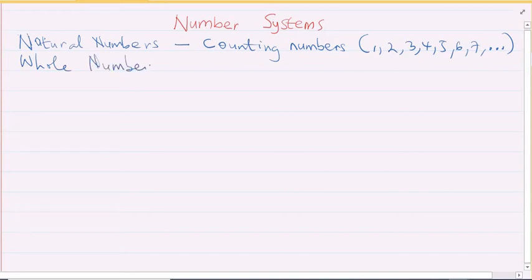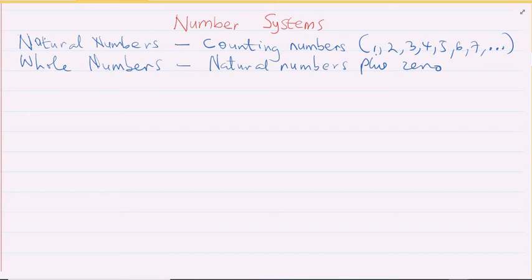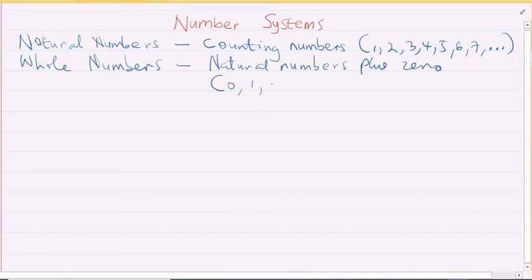Next we'll look at the whole numbers. Whole numbers are simply the natural numbers plus 0. Let me write it in words: natural numbers plus 0. Again, whole numbers are natural numbers plus 0. So if I put it in a set, it will be 0, 1, 2, 3, 4, 5, 6, 7, and so on. Is that clear?